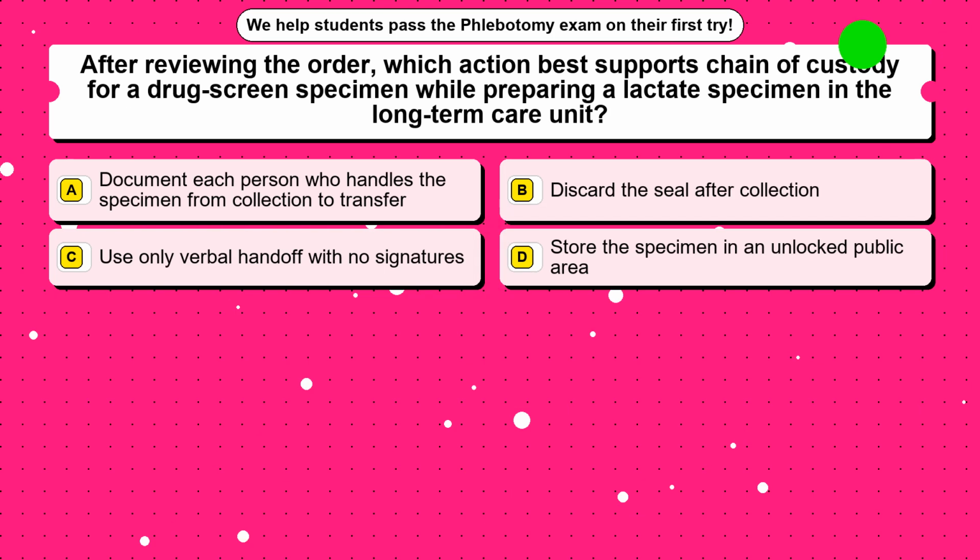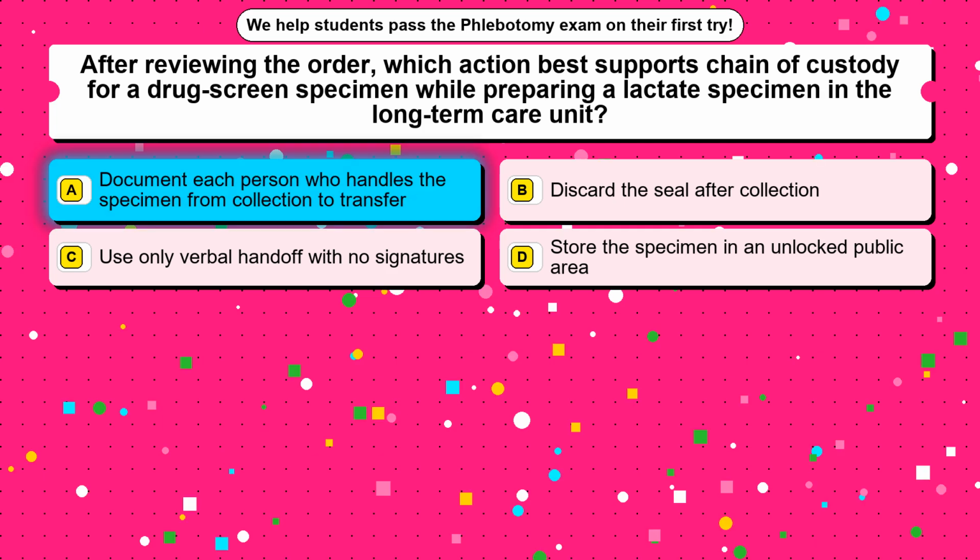Question 65. After reviewing the order, which action best supports chain of custody for a drug screen specimen while preparing a lactate specimen in the long-term care unit? Option A. Document each person who handles the specimen from collection to transfer. Option B. Discard the seal after collection. Option C. Use only verbal handoff with no signatures. Option D. Store the specimen in an unlocked public area.